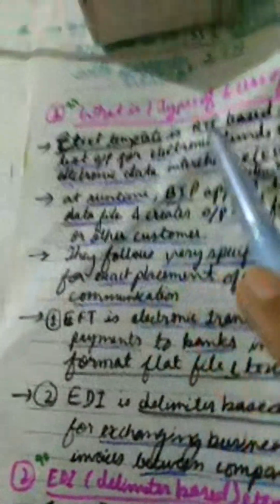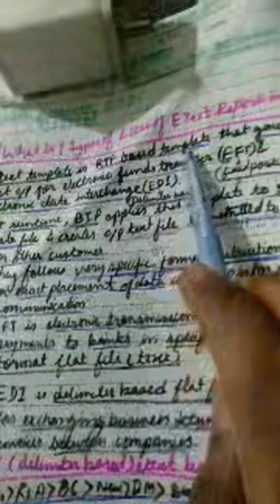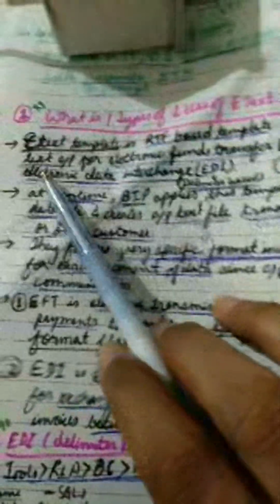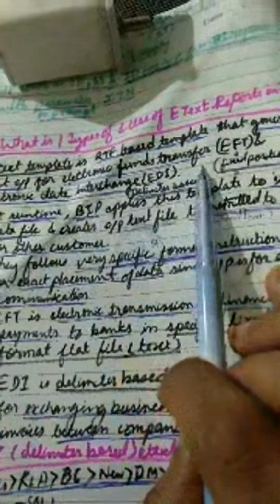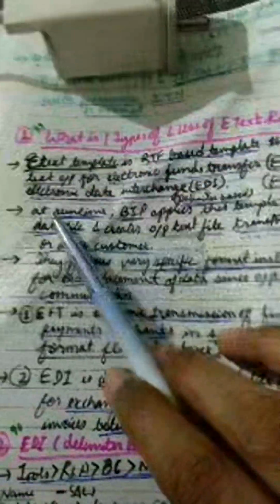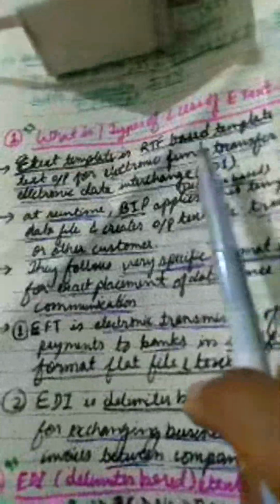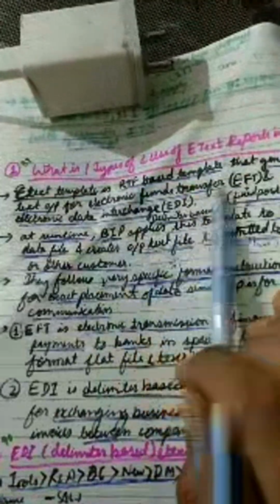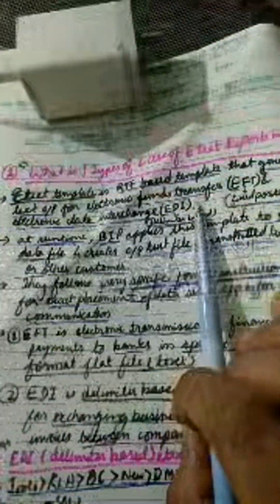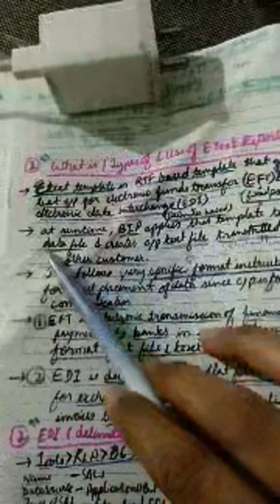So ETEXT template is nothing but a kind of RTF based template which generates text output for electronic fund transfer and electronic data interchange. So it generates output for two methods. One is EFT and one is EDI. Electronic fund transfer, we'll see what is that and how these two are different.